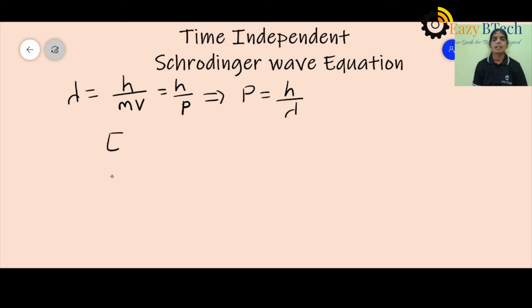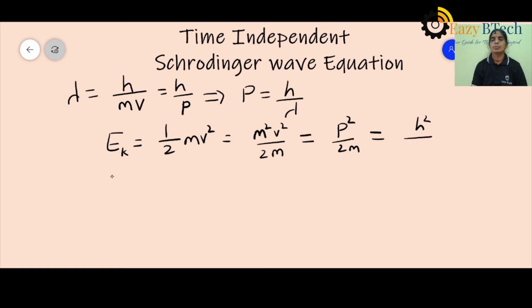The kinetic energy of a moving particle is generally represented by half mv square. In this expression, multiply and divide by m, which gives m square v square by 2m, which we have already learned from de Broglie's hypothesis is p square by 2m. But what is p? It is given as h by lambda. We have already found that. So we now substitute it, giving h square by 2m lambda square.